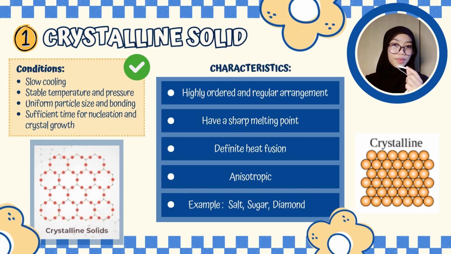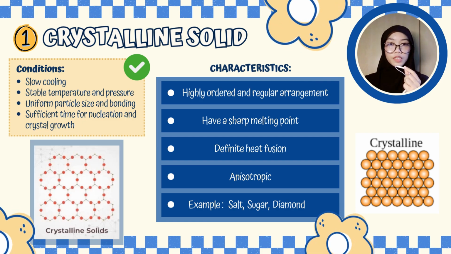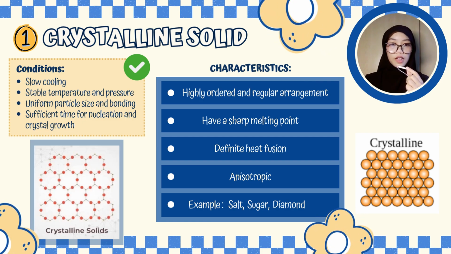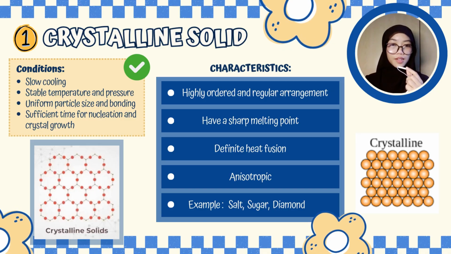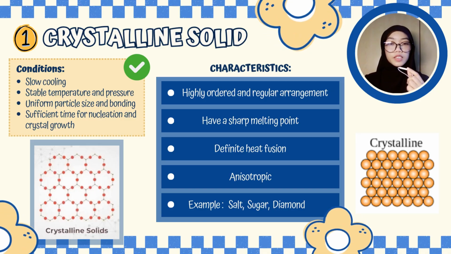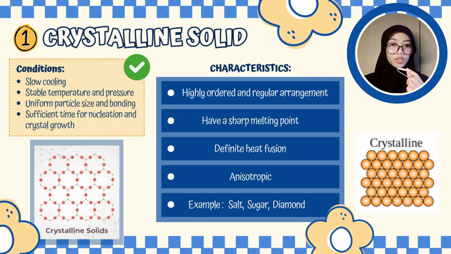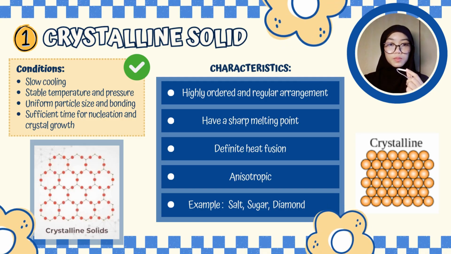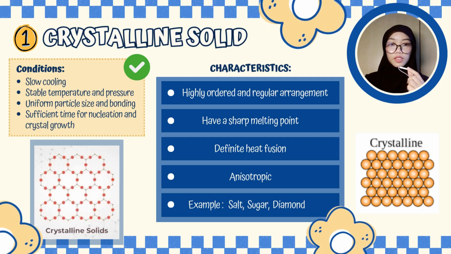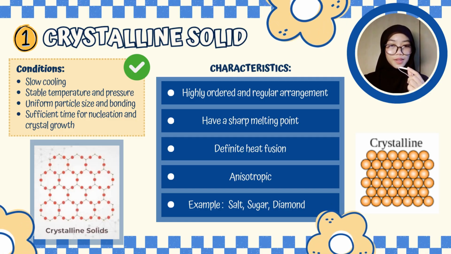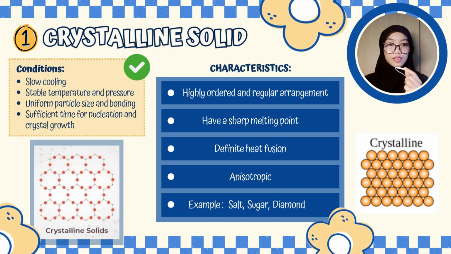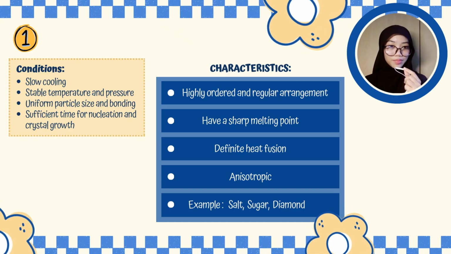When the conditions are met, crystalline solids form with distinct characteristics, which are: the arrangements are highly ordered and regular, a sharp melting point, and definite heat of fusion. It's also anisotropic, which means the properties vary depending on the direction measured. Some examples of crystalline solids are salt, sugar, and diamond.